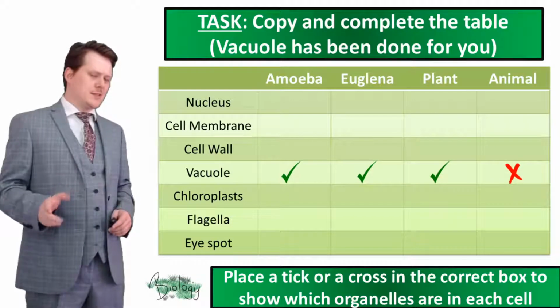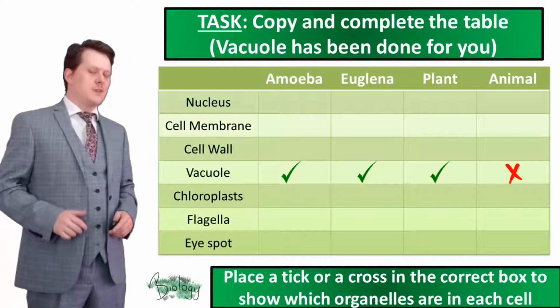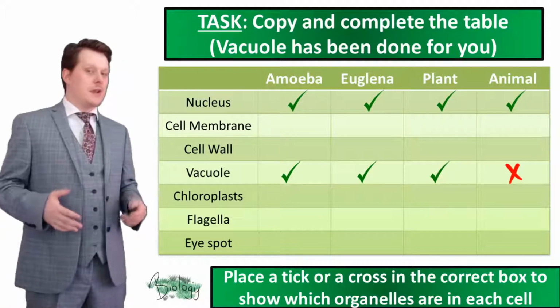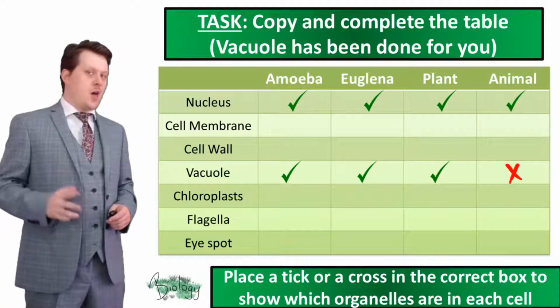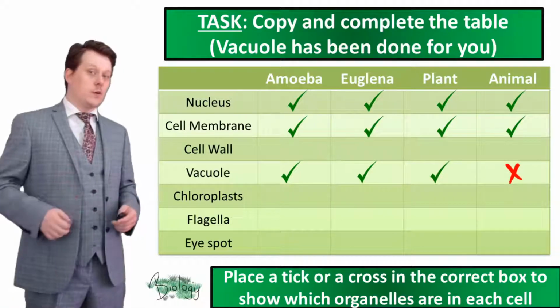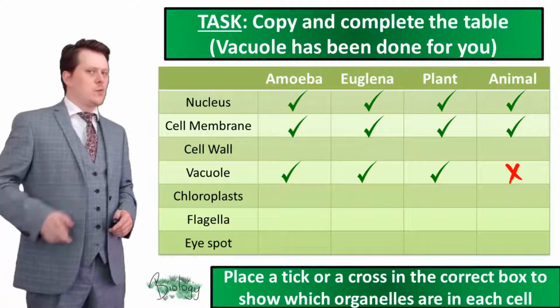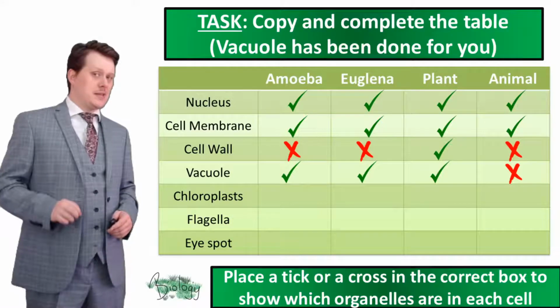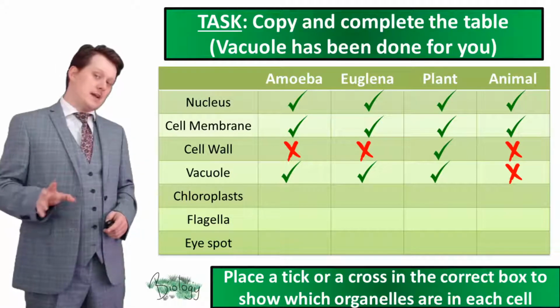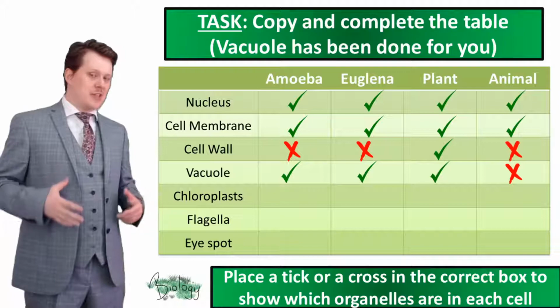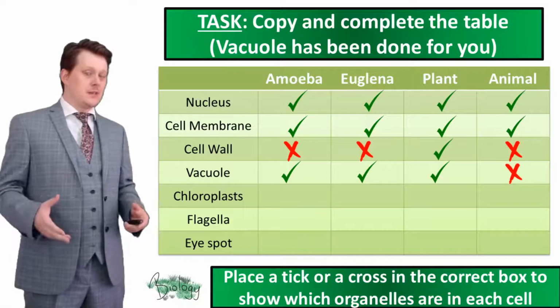Have you got your answers? Let's start at the top with nucleus. The nucleus is found in the amoeba, euglena, plant and animal cells. The cell membrane is found in all 4 of our cell types. The cell wall, however, is only found in the plant cell. Remember, animals don't need cell walls because we have a skeleton for support, and our single cell organisms can exist without that support.